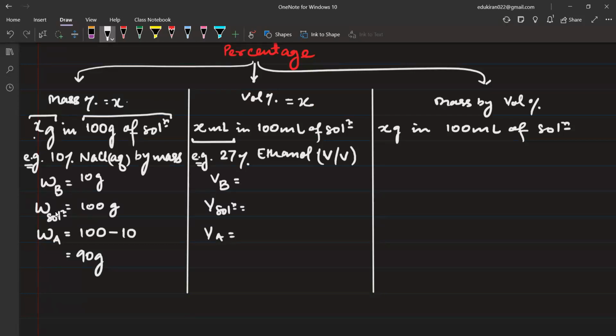Read it, Fia. It has some value, sir. Sorry? No. Can you read this statement? If volume percentage is equal to X, it means?